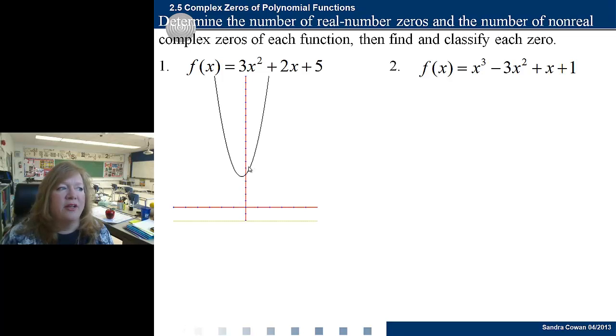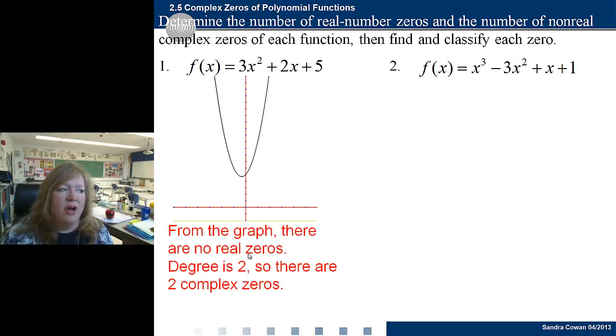So if I graph it, I notice that it doesn't intersect the x-axis. So on this one, there are no real zeros. The degree is 2, so there's 2 complex zeros.